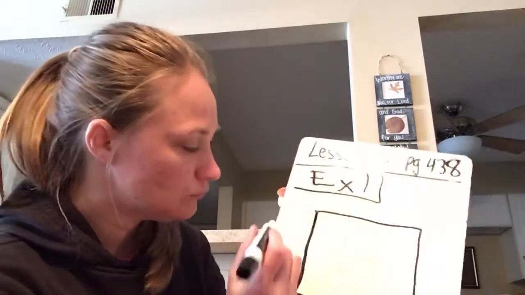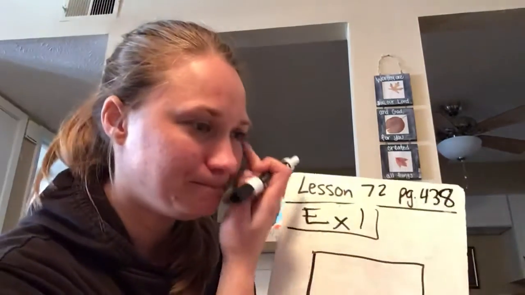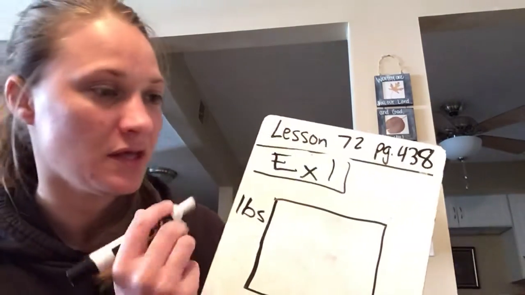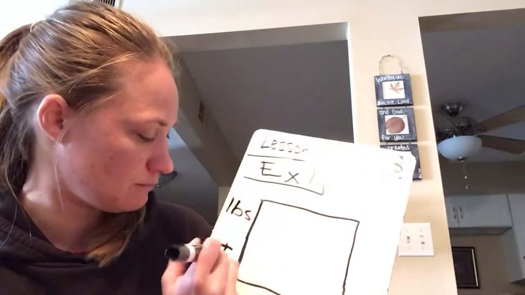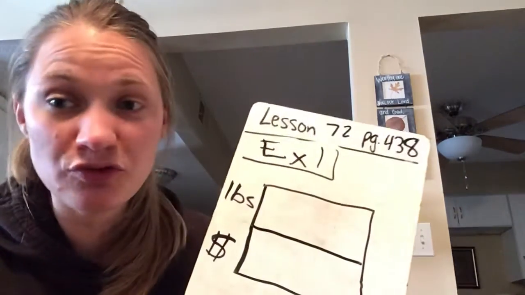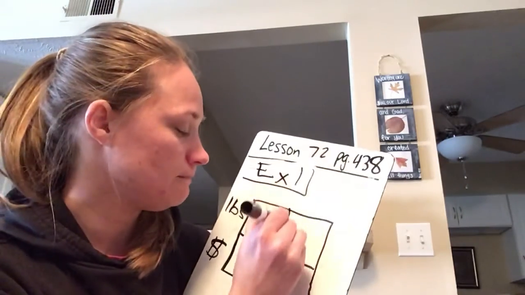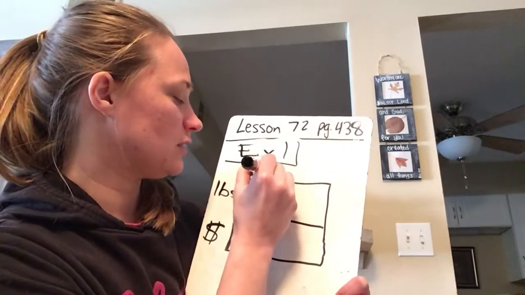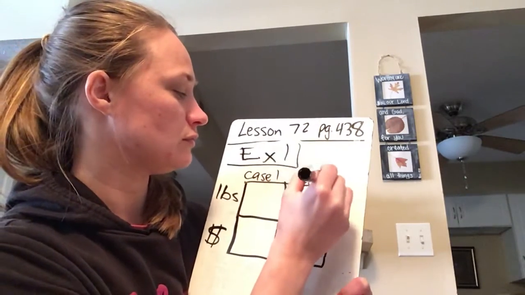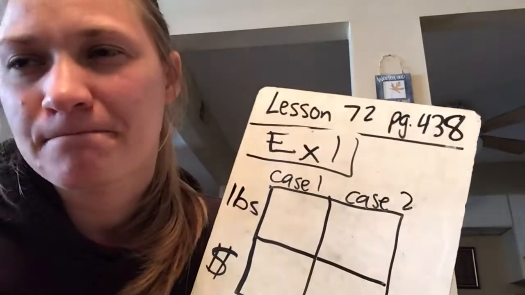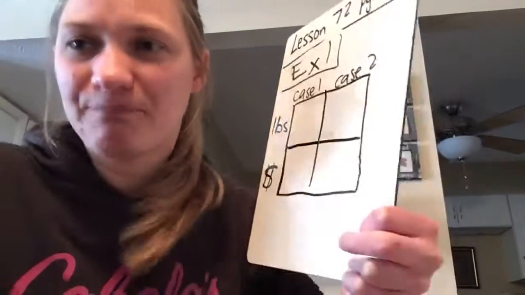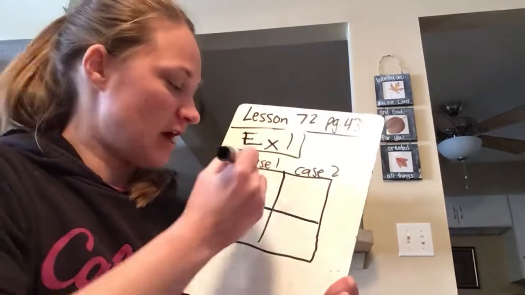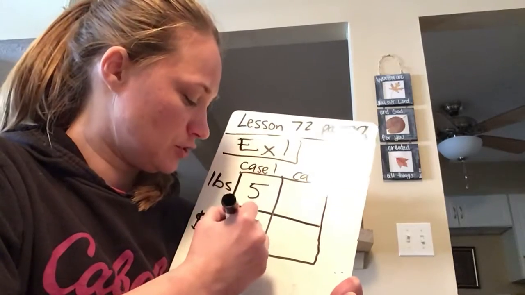So we've got pounds of grapes. I'm going to say LB for pounds. And then we've got money, right? That's the two things we're comparing. And you'll notice in the book, they call this case 1 and case 2. Case like a crime show case. The first scenario, in the first case, 5 pounds of grapes cost $1.20.